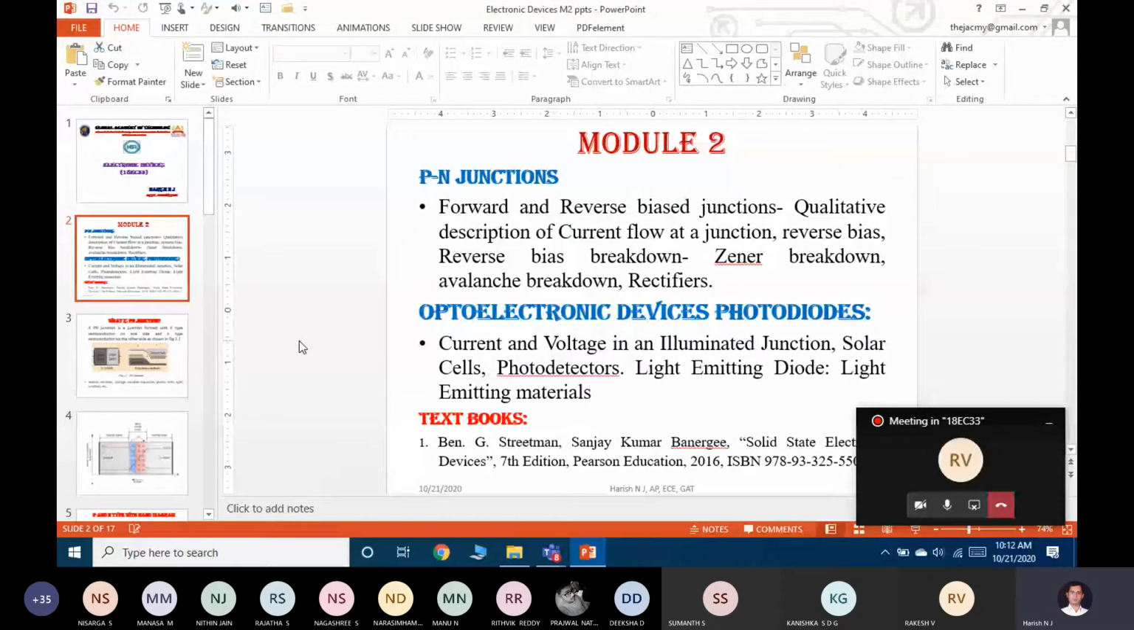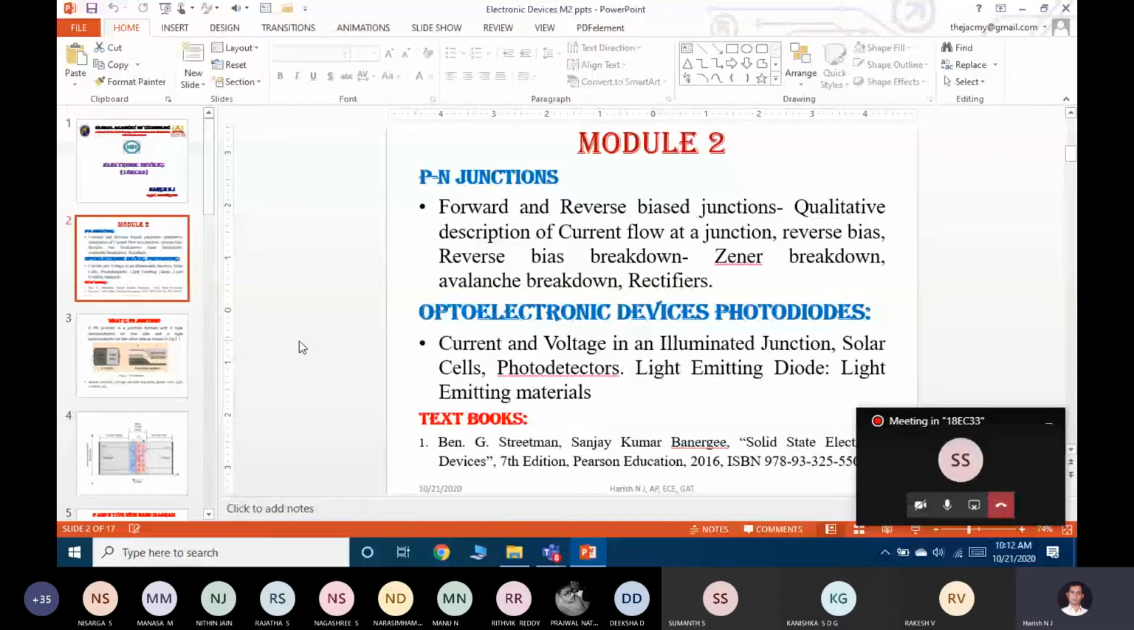PN junction diode, the definition of a PN junction diode, what you people have learned in the previous semester. It is a two terminal, unidirectional, single junction semiconductor device. One is P type, the other one is N type. P type we call the anode terminal, the N type we call the cathode terminal. This is the definition of a PN junction diode.